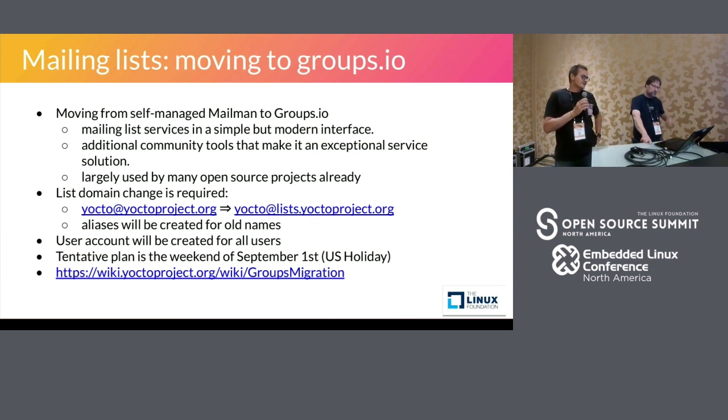Many projects have started to use groups.io and are switching away from Mailman, or new projects are actually using groups.io without ever having used Mailman before. We are planning to make the change, and Michael is in the room here, the weekend of September 1st, which is a public holiday in the US. We hope that not so many emails will be sent that day. And we will send instructions. If you are on a mailing list, we have 3,000 people actually on our mailing list, you will get all the instructions, all the account and everything.